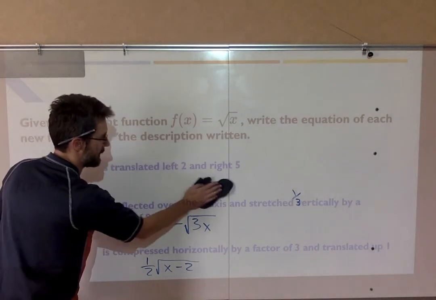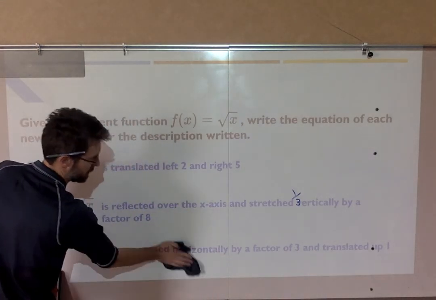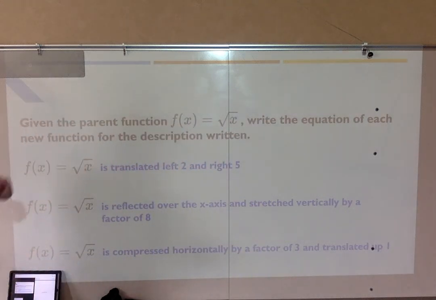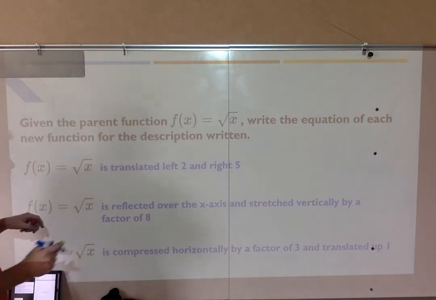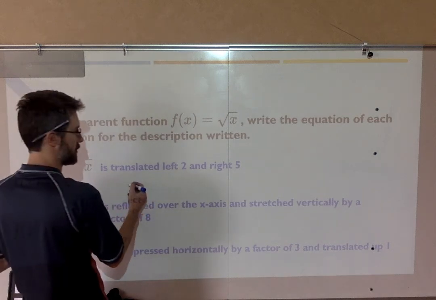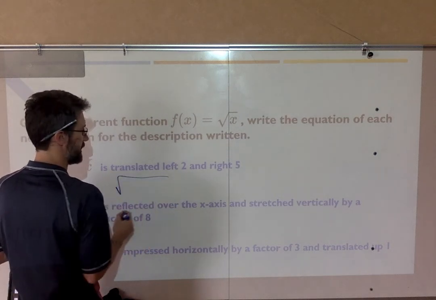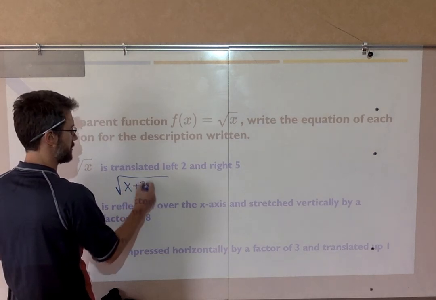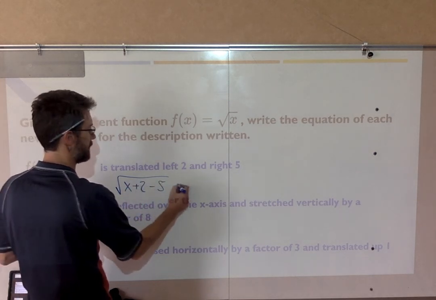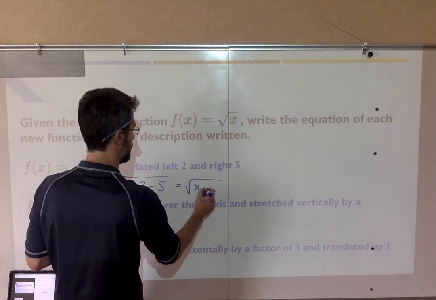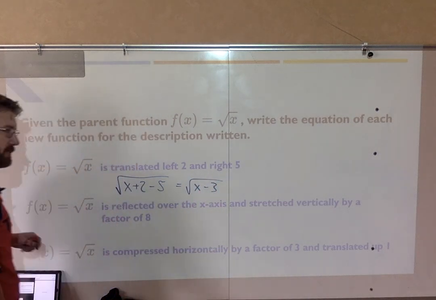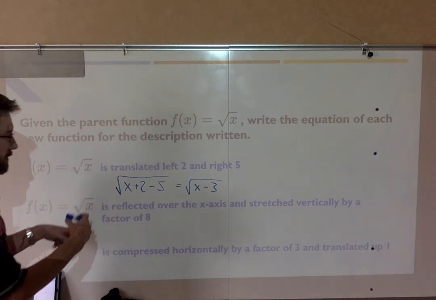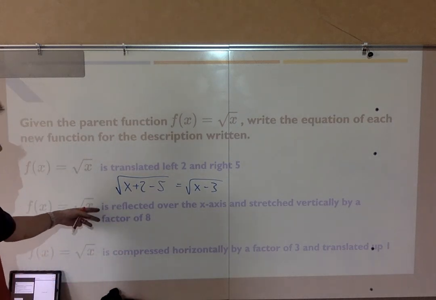All right, last slide. I think these are the same things as the one from yesterday, except now with the square root symbols. So left 2 and right 5. I think we said that wound up being a right 3, so x plus 2 minus 5, and that would simplify to just a minus 3. And again, I don't think we're going to have ones where you have to simplify after that on the test.